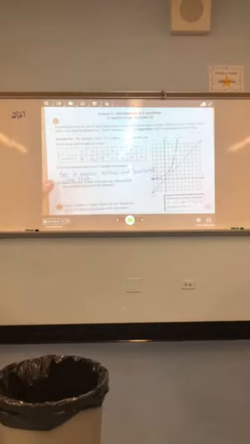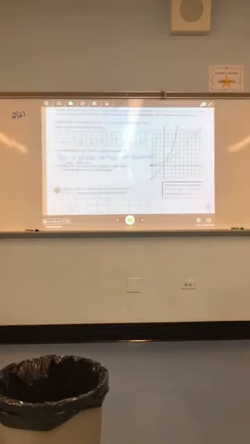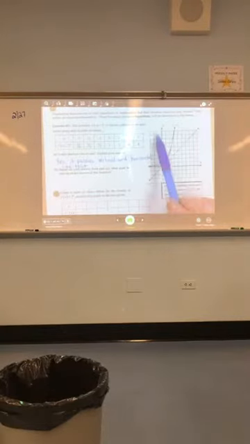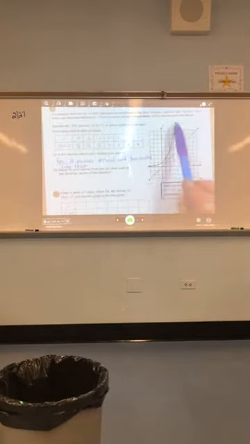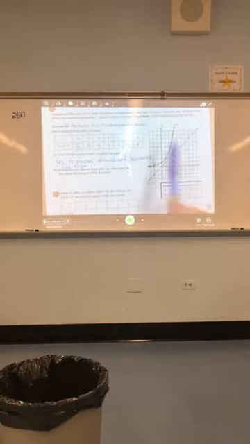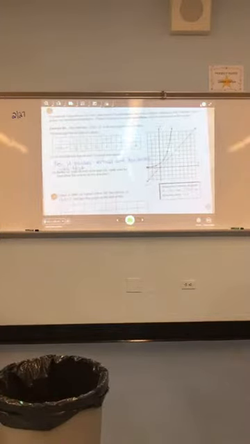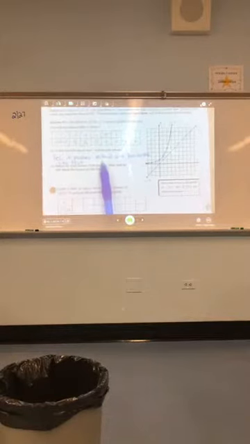Okay, so the vertical line test means I draw a vertical line anywhere on the picture and it only touches the graph once. The horizontal line test means I draw a horizontal line anywhere on the picture and it only touches the graph a maximum of once.